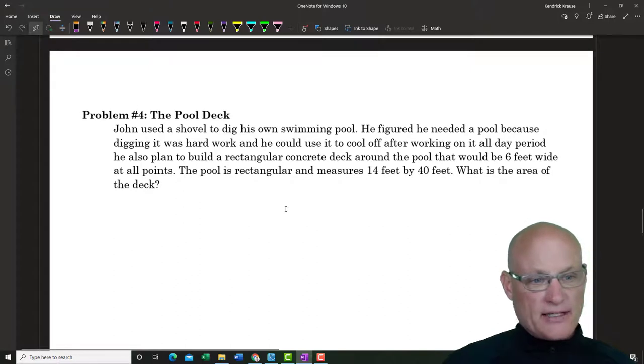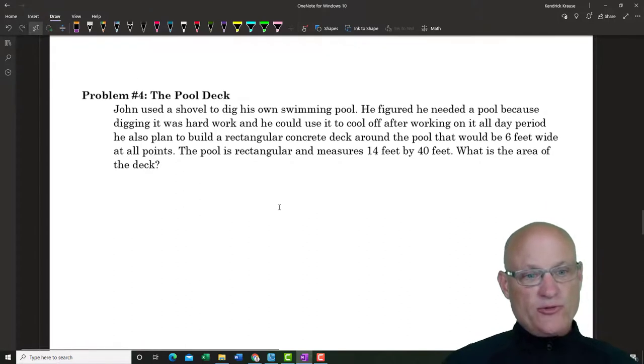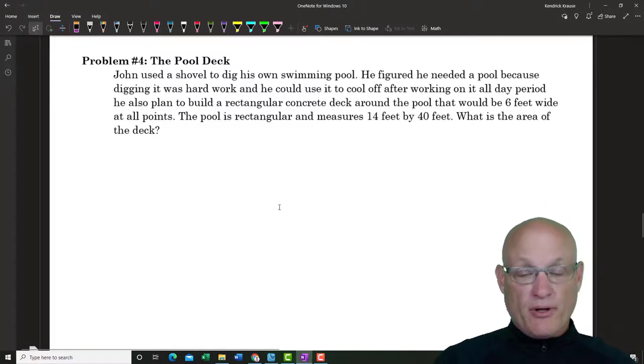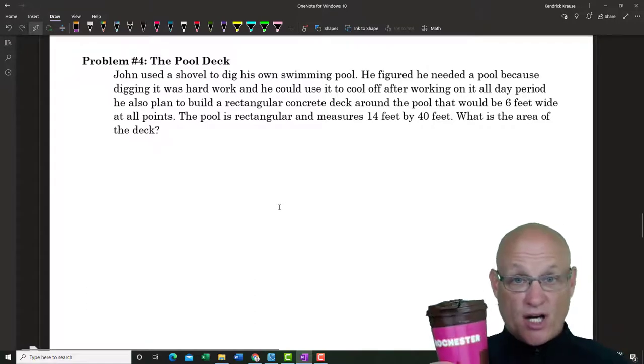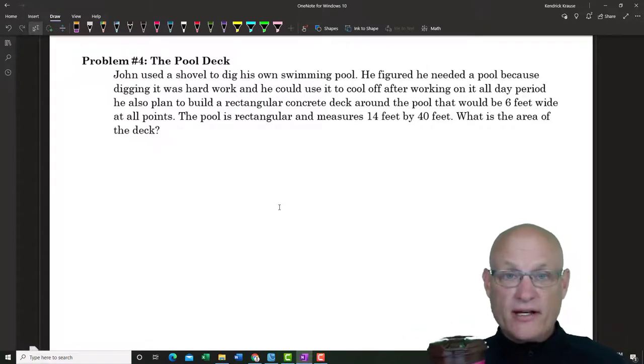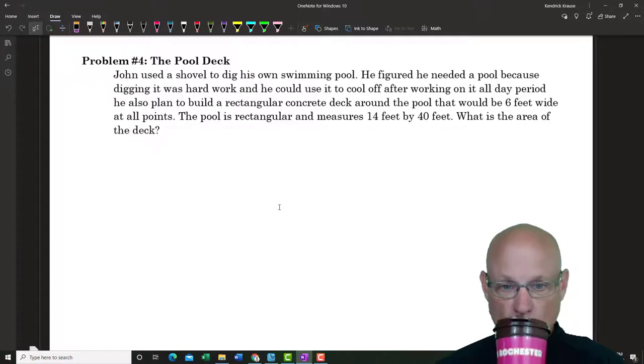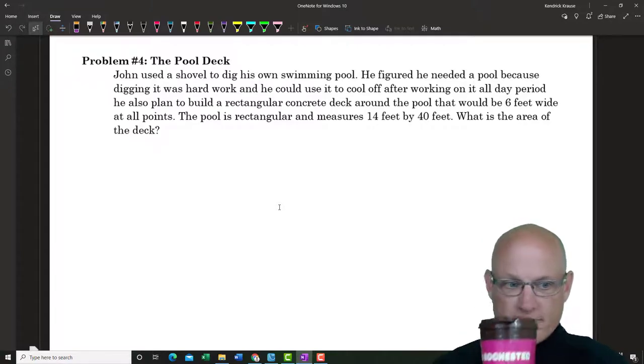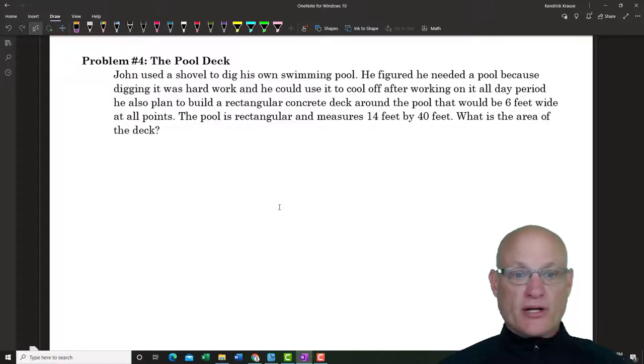The pool deck. So John used a shovel to dig his own swimming pool. Sucker. Do you know how long that would take with a shovel to dig your own swimming pool? He figured he needed a pool because he was digging. It was hard work and he could use it to cool off after working on it all day.